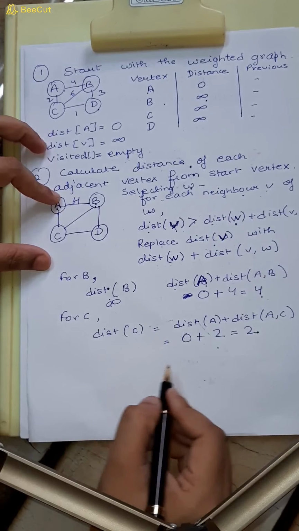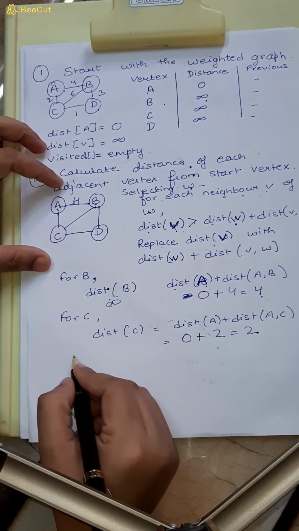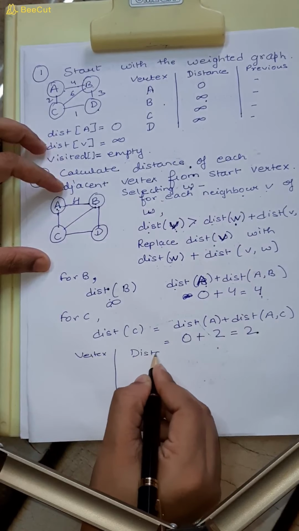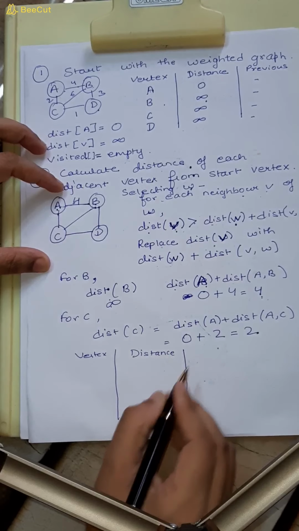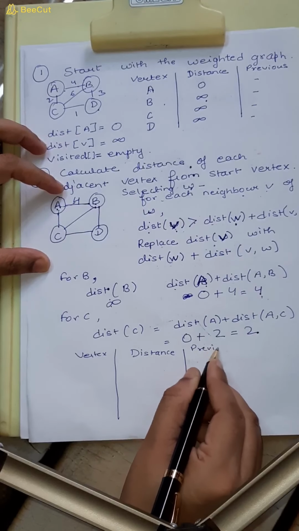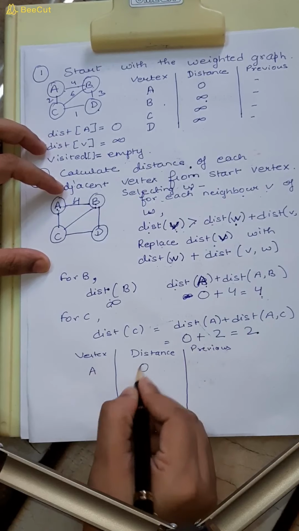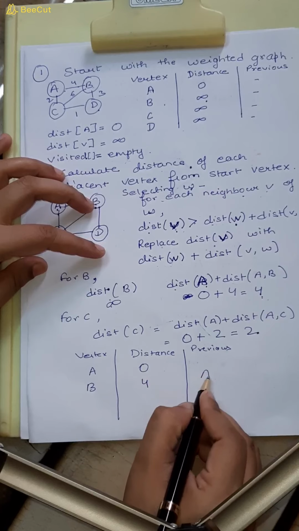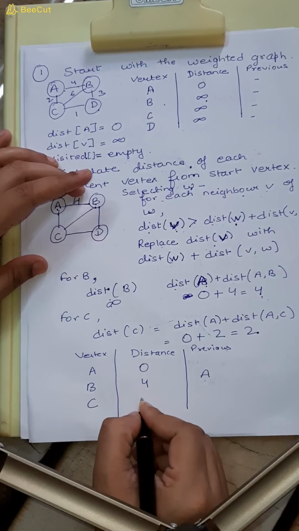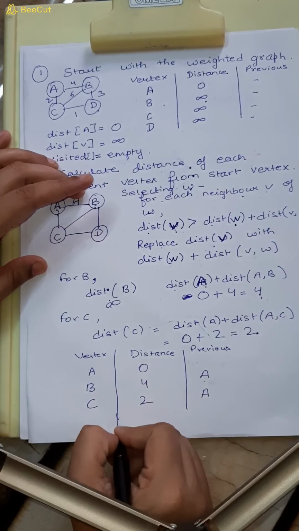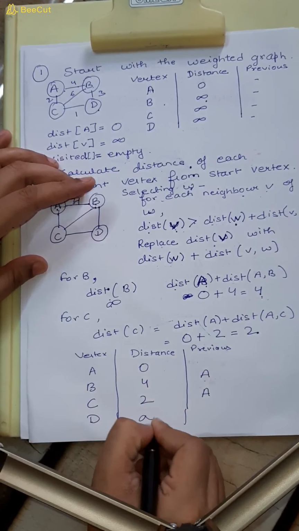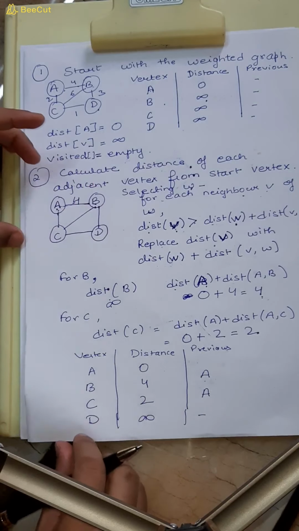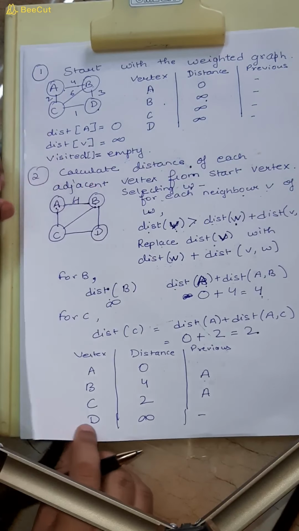So in this case, the new table will be vertex, distance and previous. For A it was 0. For B the new value is 4 via A, so the previous node is A only. For C it is 2, and the previous node is A only. For D it is still infinity and blank. So this is the new table. Now we'll go to the next one.